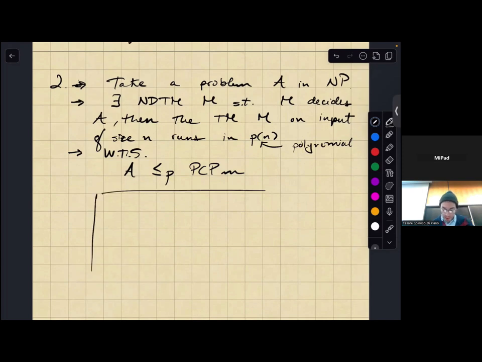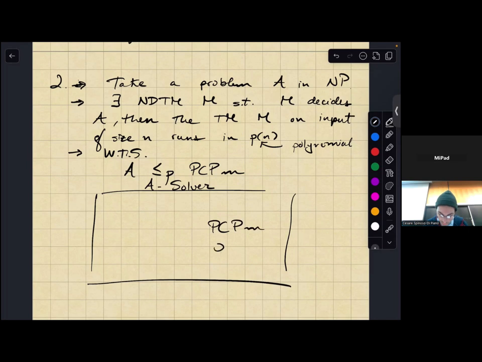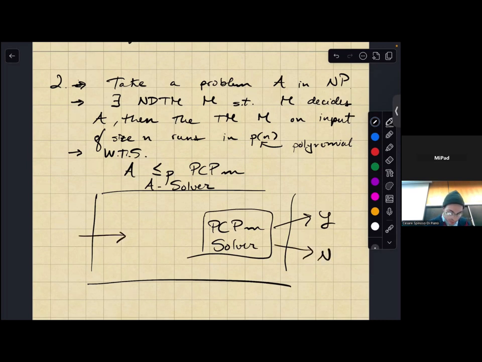Remember the sketch for this: to show this, I want to show that if I can solve the PCPm problem, then I can solve the A problem. So what I want to do is create an A solver from the PCPm solver. This is going to say yes or no, and this is going to be the input of A.